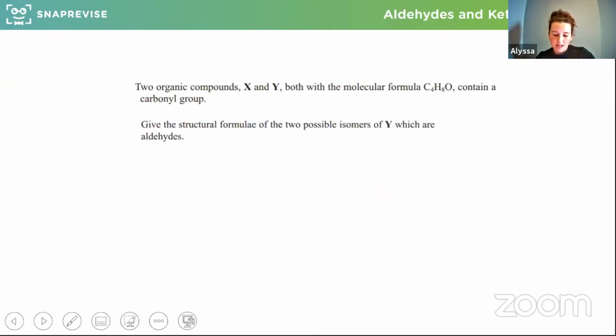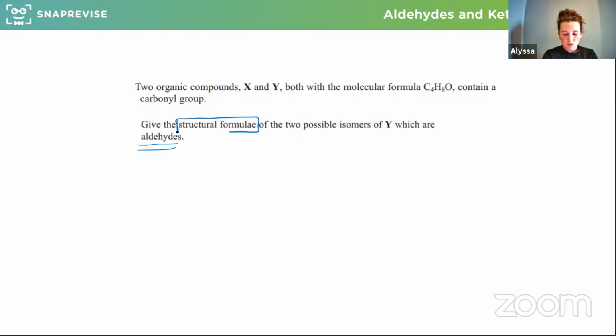Two organic compounds, X and Y, both with the molecular formula C4H8O, contain a carbonyl group. Give the structural formulae of the 2 possible isomers of Y, which are aldehydes. So just have a think. I'll give you a second. We're giving the structural formula of the 2 possible isomers of Y, which are aldehydes. We can ignore X for now. So it's an isomer of C4H8O, which are aldehydes. ChemMedic's given an answer. Have a look at what they've given. Decide if you agree or disagree, if you want to make a change or if you want to say something different. We want 2 structural formulas of 2 isomers.